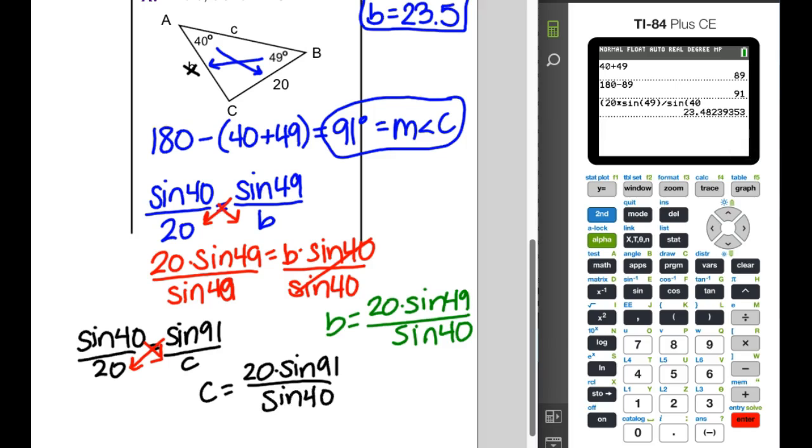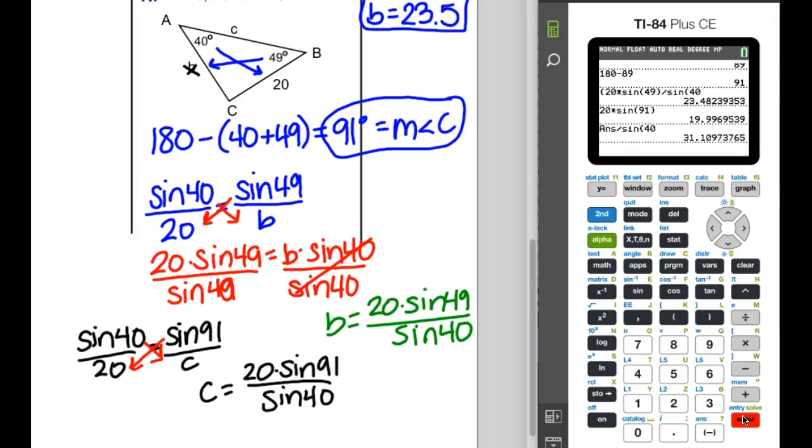So I go back over here to the calculator and I say 20 times the sine of 91, and I'm going to get a value for that since I didn't put parentheses in, and then I'm going to divide that by the sine of 40. And I get 31.1. So C is equal to 31.1. So yes, these problems are a little bit more involved. You have to make sure you're showing all of your work. Next thing.